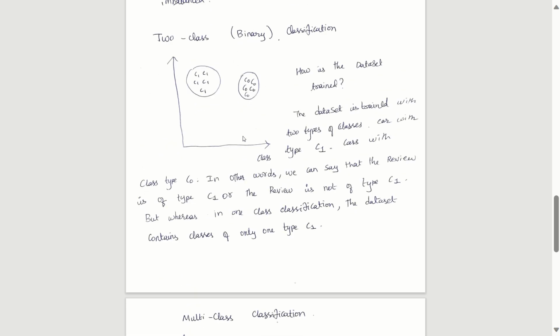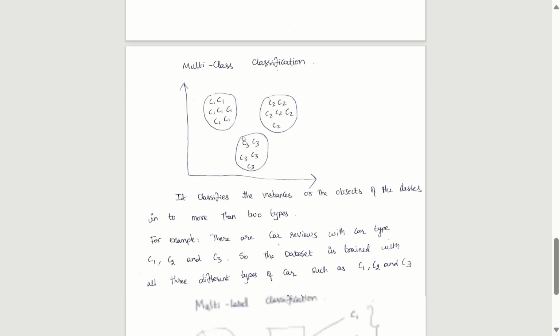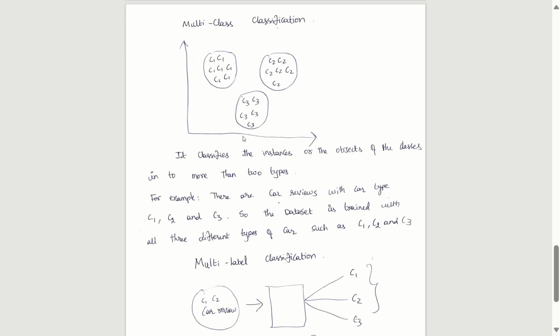So let's move on to the next one, which is multi-class classification. Here we will have more than two classes, like C1, car type 1, C2, car type 2, and C3, car type 3. It classifies the instances or objects into more than two types. For example, there are car reviews in C1, C2, C3. The data set here is trained with all three types of car, C1, C2, and C3. So therefore, this is multi-class classification.